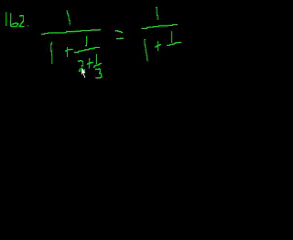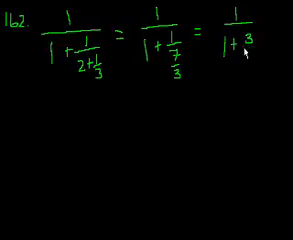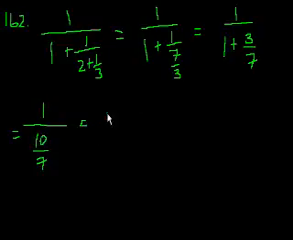See, 2 is the same thing as 6 thirds, right? 6 thirds plus 1/3 is 7 thirds. So this is equal to 1 over 1 plus 1 over 7 thirds, the same thing as 3 sevenths. And so that's equal to 1 over 7 sevenths plus 3 sevenths, so it's 10 sevenths, which is equal to 7 over 10, which is choice B.